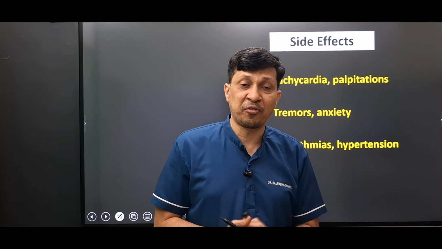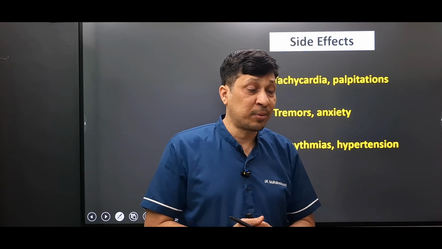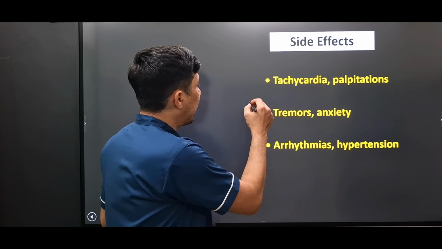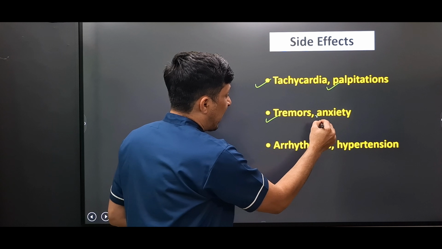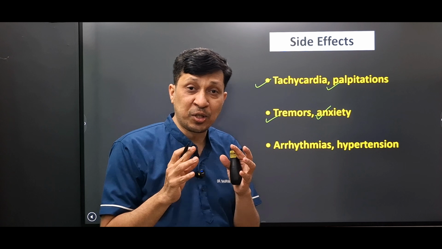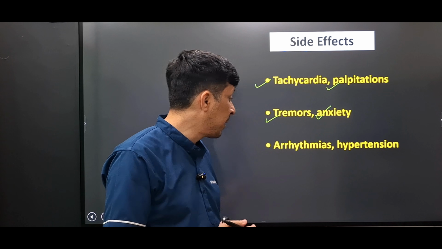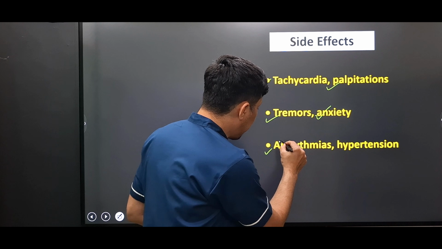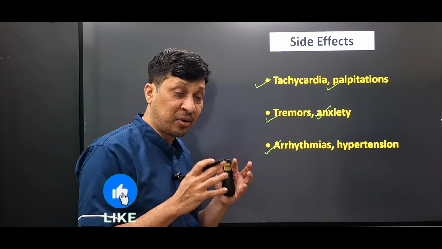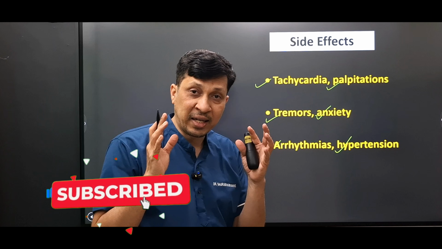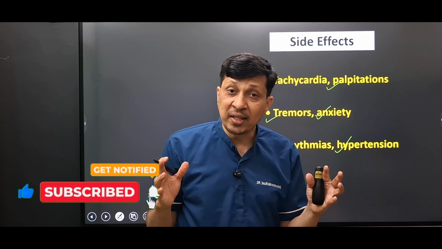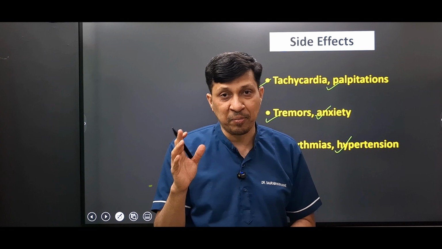Now the side effects of adrenaline. As adrenaline stimulates the sympathetic system, it can cause tachycardia, palpitation, tremors, anxiety, and if a large dose is mistakenly given IV, then it can cause arrhythmias like ventricular fibrillation, ventricular tachycardia, and dangerous rise in the blood pressure and hypertension. So these are the important side effects that you should always remember.